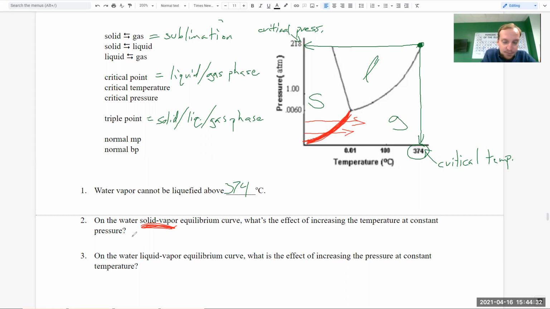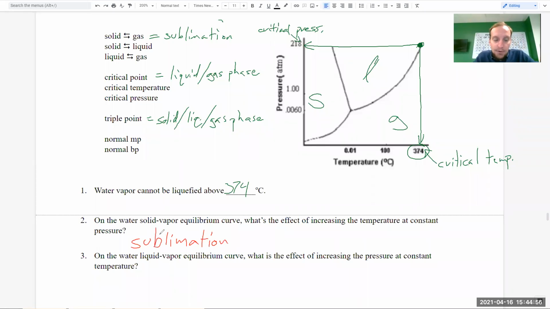From solid to gas, we call that sublimation. Skipping the liquid stage entirely and going directly from a solid to a gas, sublimation. That's what would occur at that equilibrium curve if I increase the temperature at a constant pressure. All right, let me fix that because it's bothering me.